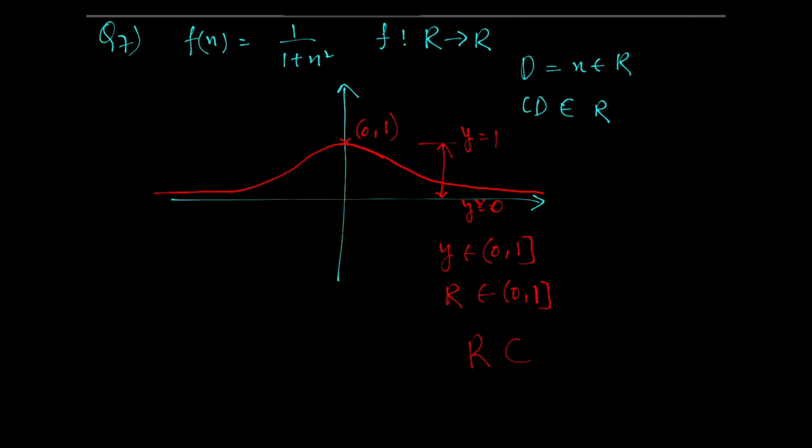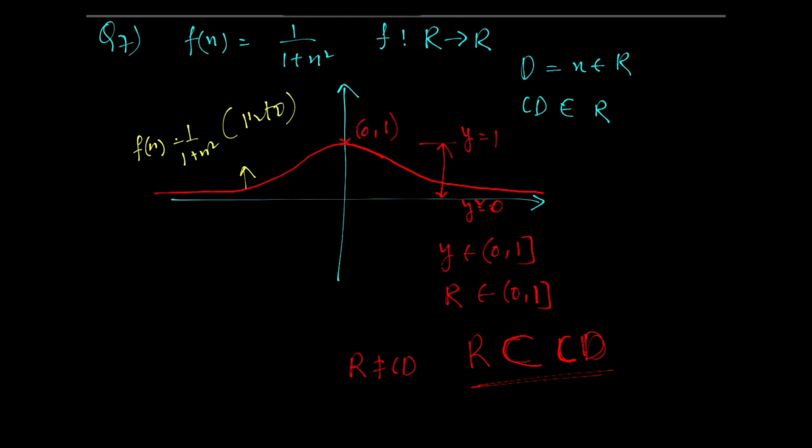The length of the codomain is much greater than the length of the range. So you can say range is a subset of codomain. Range is a subset of codomain. Based on this, I can say range is not equal to codomain. The given function f of x equals 1 divided by 1 plus x square is an into function but not an onto function.